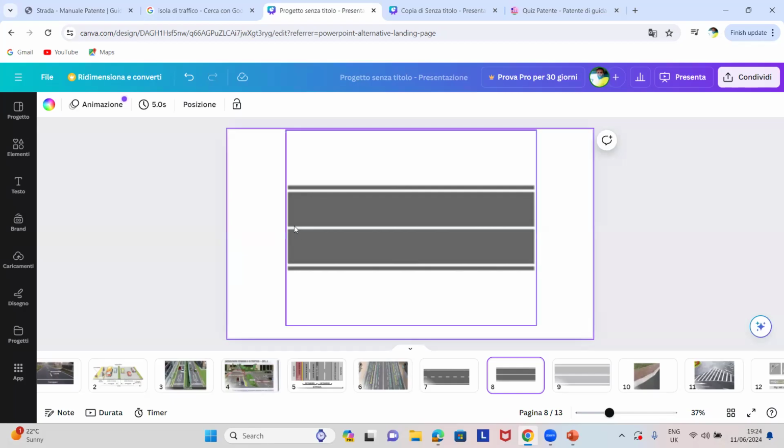Now, in the center of the road, you have a continuous line. It means that you're on a road called doppio senso di circolazione. What does it mean? It means cars go like this, and cars come back like this. That is doppio senso di circolazione. Is it clear? Doppio senso di circolazione means cars are going like this, and cars are coming back. That's what they call it.